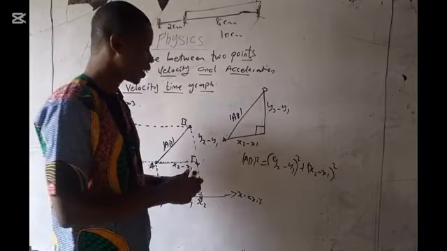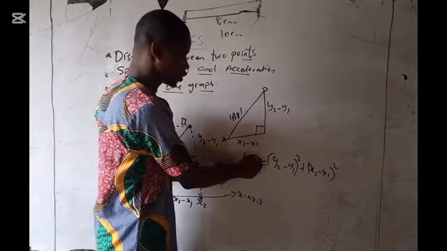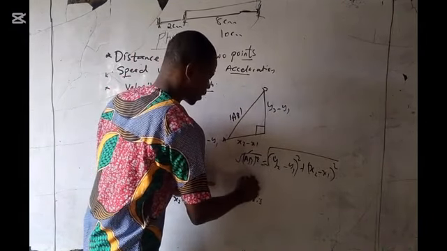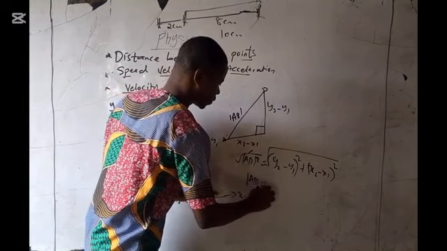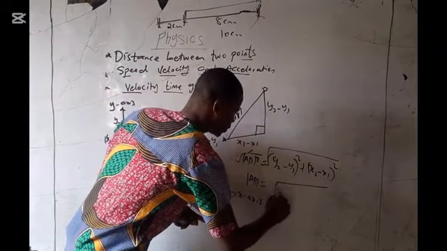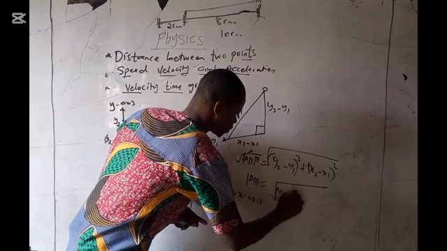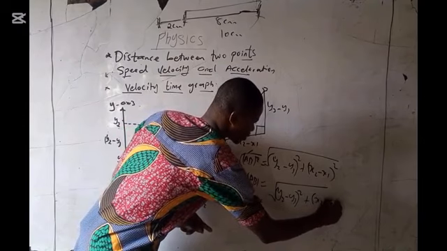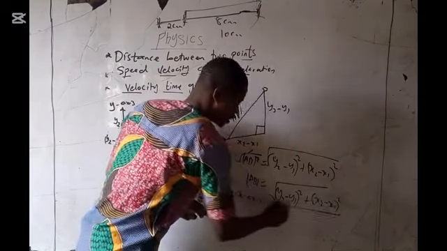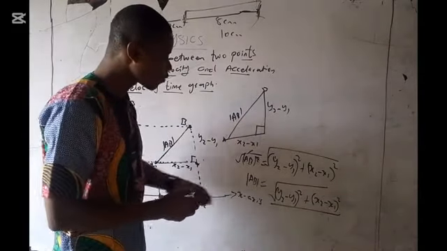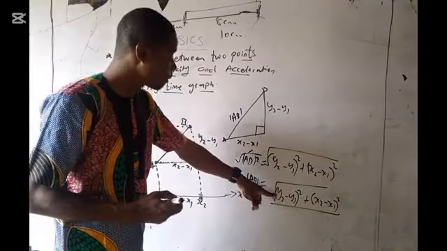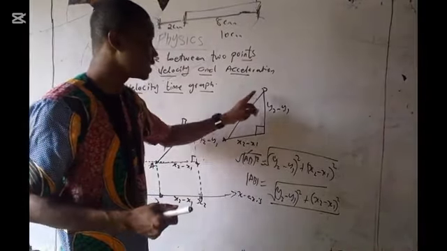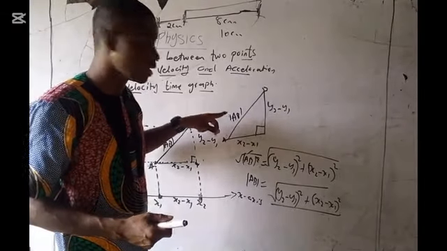Now remember we have to cancel this square from here. You have to square root both sides. This cancels this, so it means our side AB is equal to the square root of (y2 minus y1) all squared plus (x2 minus x1) all squared. Now we have gotten a formula that will help us get the distance between 2 points on a plane.